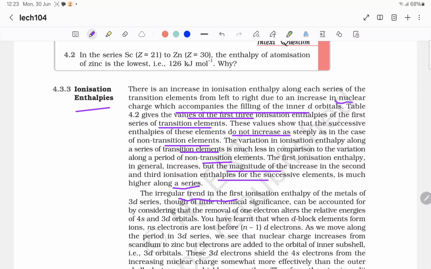The irregular trend in the first ionization enthalpy of the metals of 3d series, though of little chemical significance, can be accounted for by considering that the removal of one electron alters the relative energies of 4s and 3d orbitals. So you have learned that when d block elements form ions, ns electrons are lost before (n-1)d electrons.